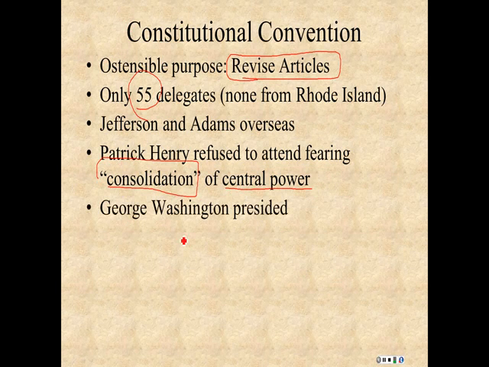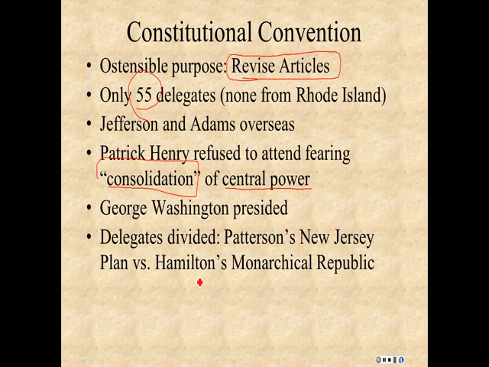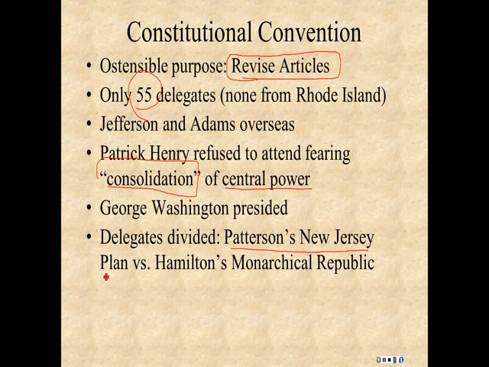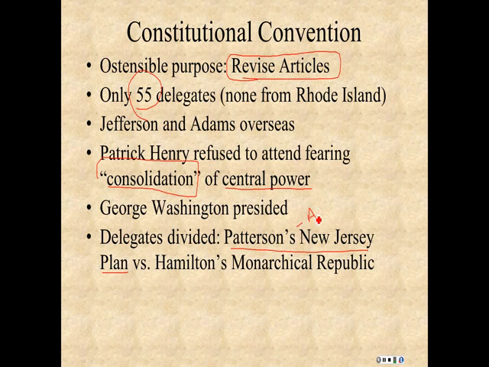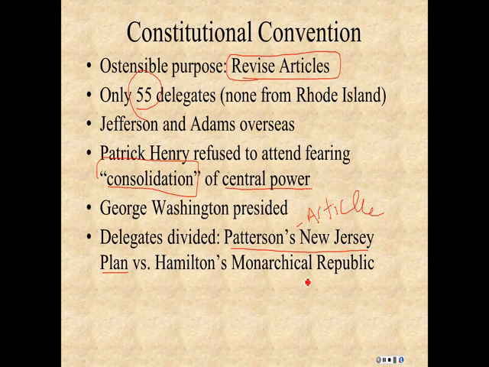George Washington, of course, presided, as I mentioned, and this is a very, very streamlined view of what happens here, but let's just say that there were two extremes which were represented at the Constitutional Convention. There was Patterson's New Jersey plan, and the New Jersey plan was little different from the Articles. I can't write with this, so I was going to write Articles. I can't do it. Anyway, in other words, it was a template based upon the Articles of Confederation that essentially didn't change much.